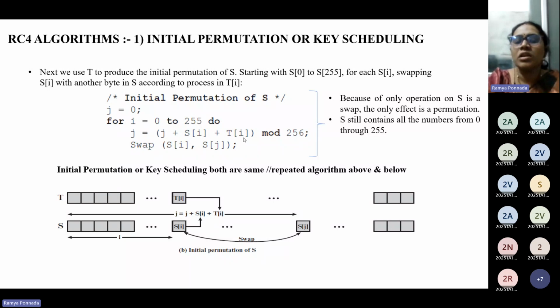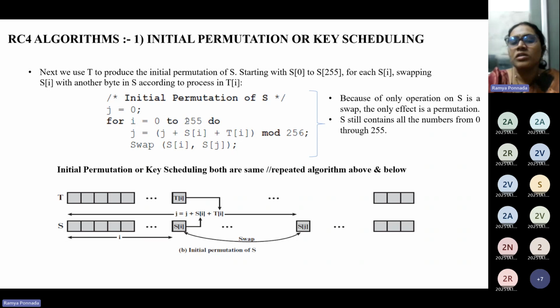Then T of 0 is going to get whatever the K value is. Suppose this total value is some 3. So 3 mod 256 is going to be 3 only. So here, j is equal to 3. Then swap S of i, where the i value in the first iteration is 0. The j value is going to be 3 because we have computed it with the mod functionality.